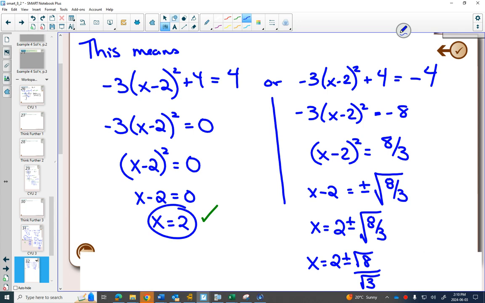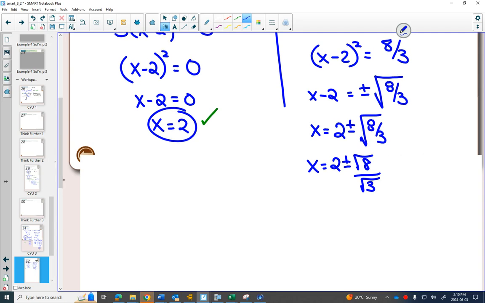This is a great review day. How do I get rid of the square root on the bottom? I'd have to multiply this by a square root of 3, which means I have to multiply the top by a square root of 3, which would leave me with x equals 2 plus or minus the square root of 24/3. But now we run into a secondary issue. This is not in lowest terms.